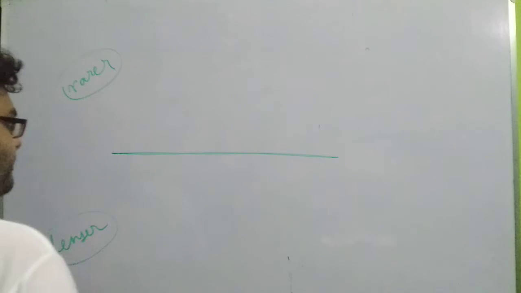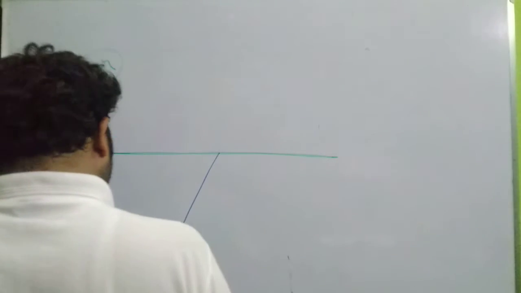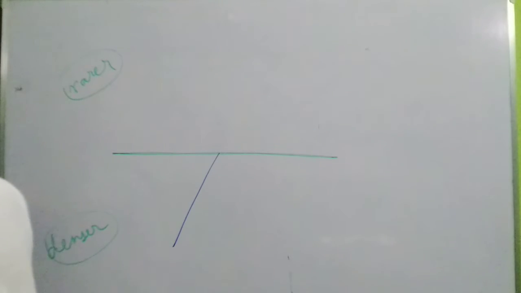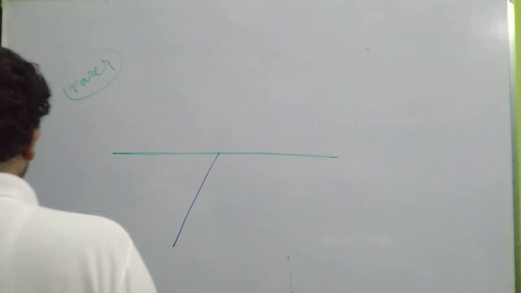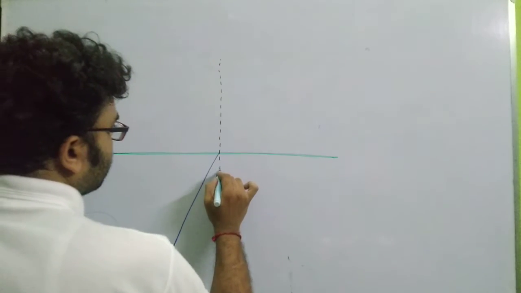So if I consider a ray of light falling like this, this is the incident ray. Let us draw a normal at the point of incidence. So this is the normal at the point of incidence.